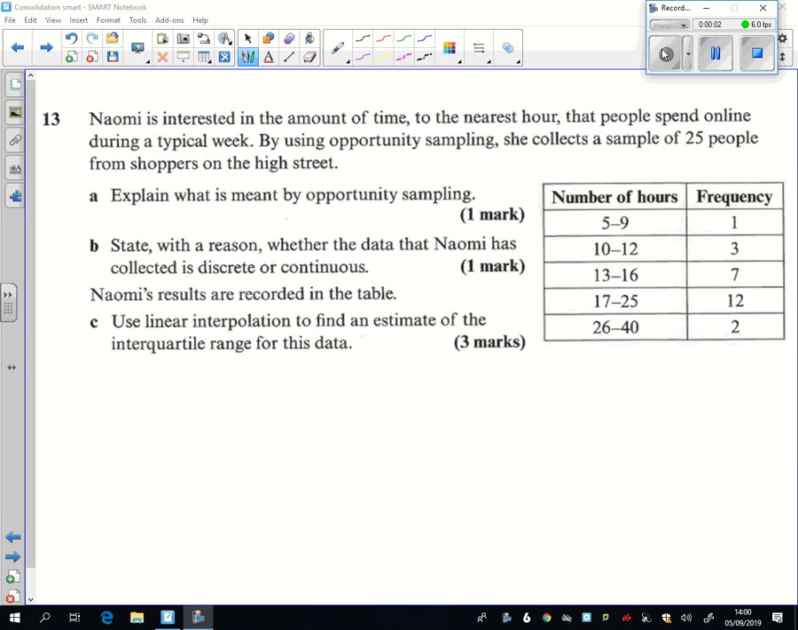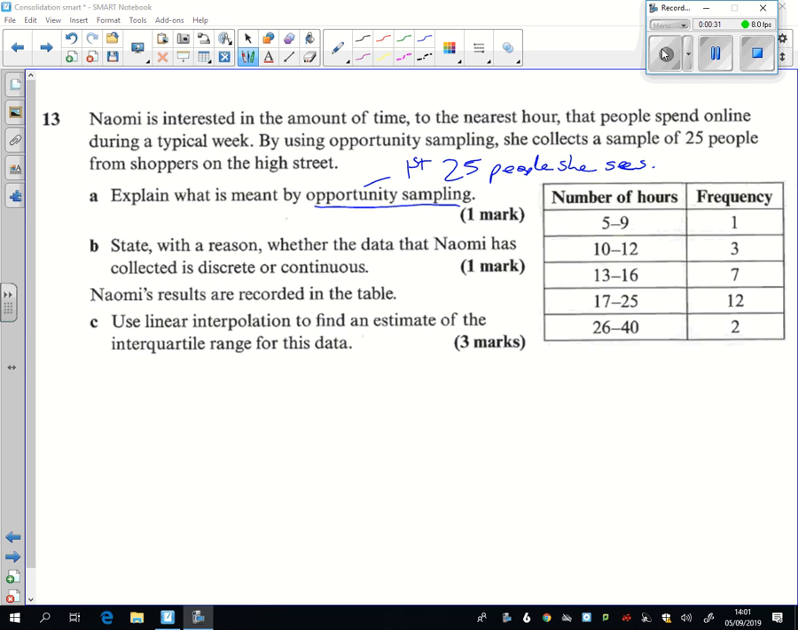Question 13, and Naomi's doing a survey, and what she's done is she's gone for opportunity sampling. So basically, she's just gone for the simplest one she can. So she's just found the first 25 people she sees. Very lazy, very prone to bias, and really not a good idea of taking a sample like that.